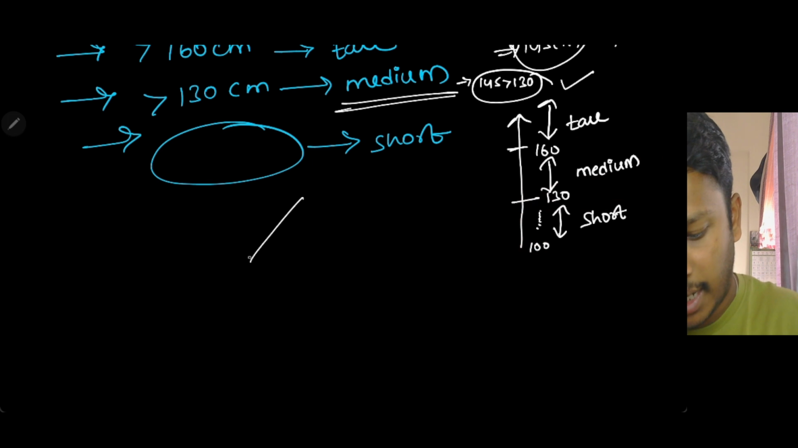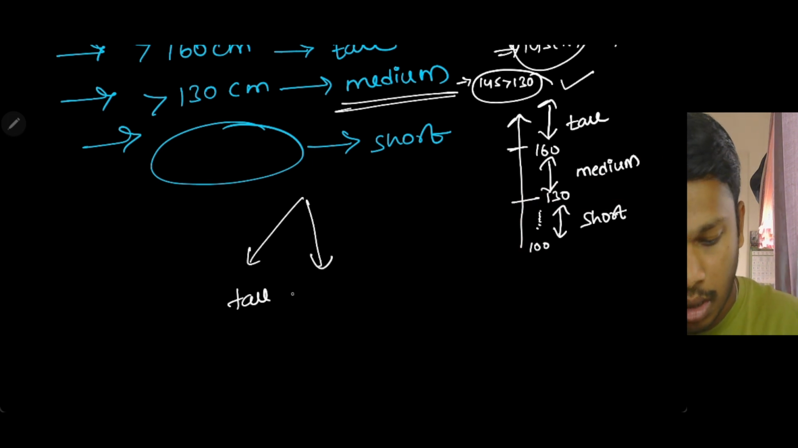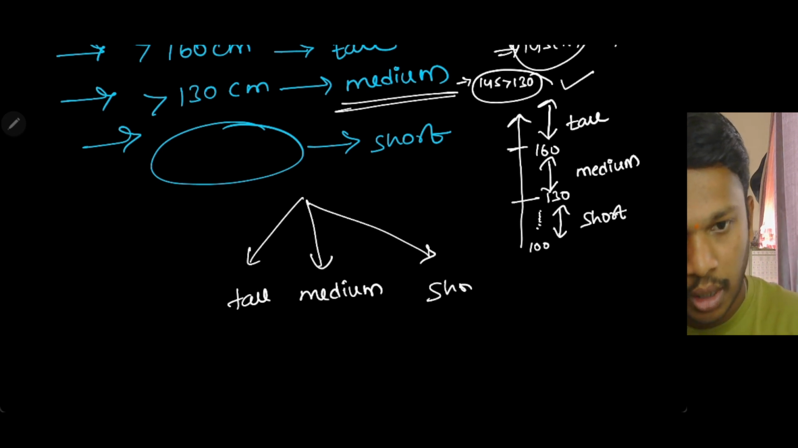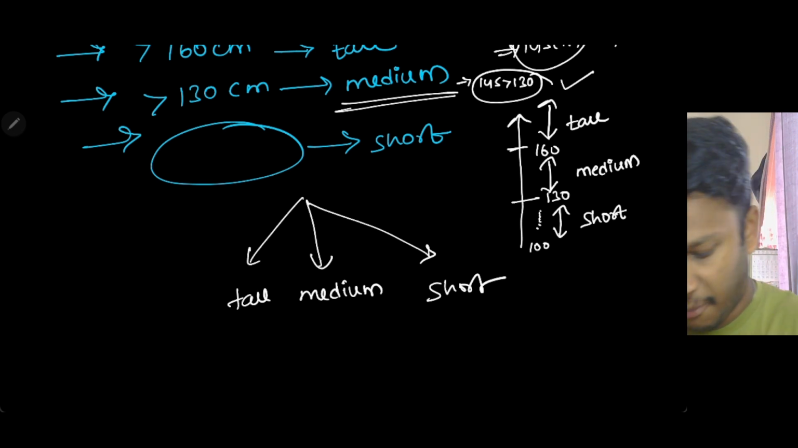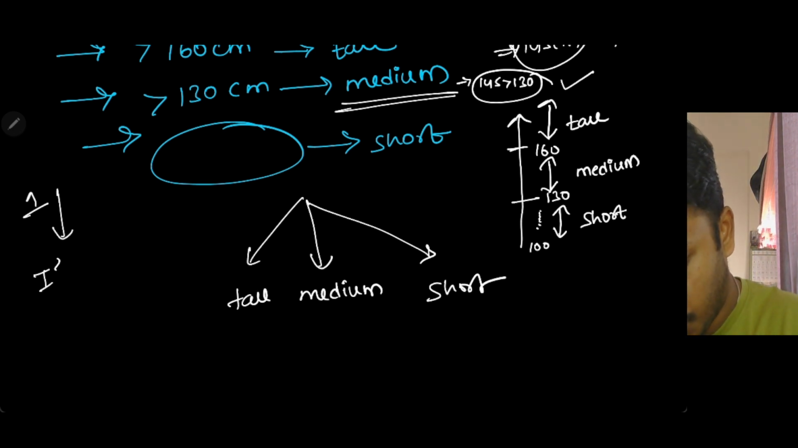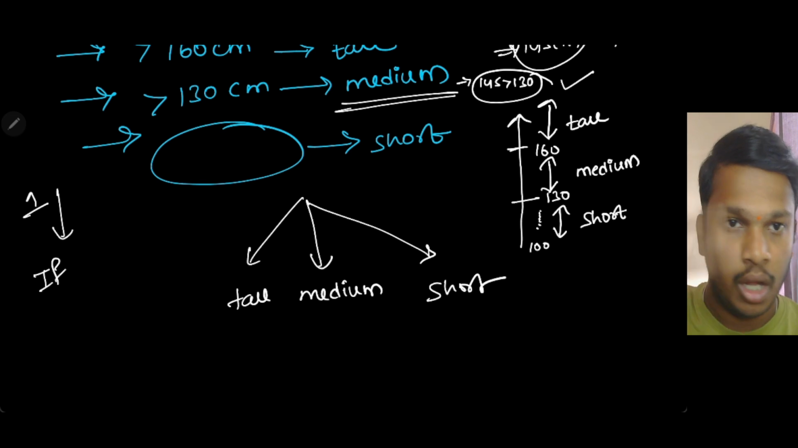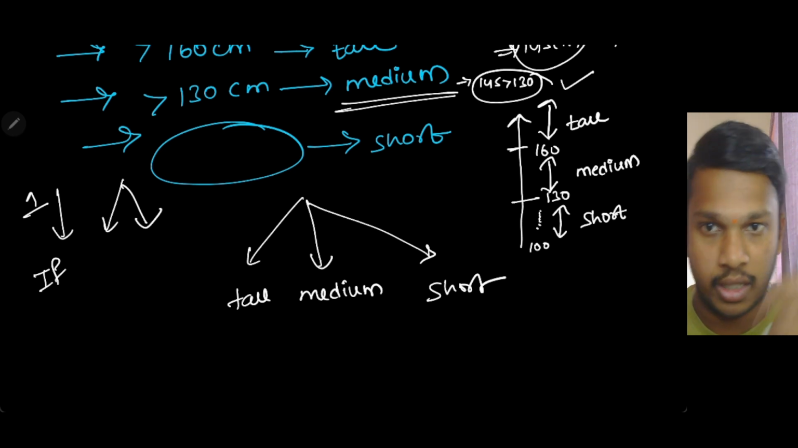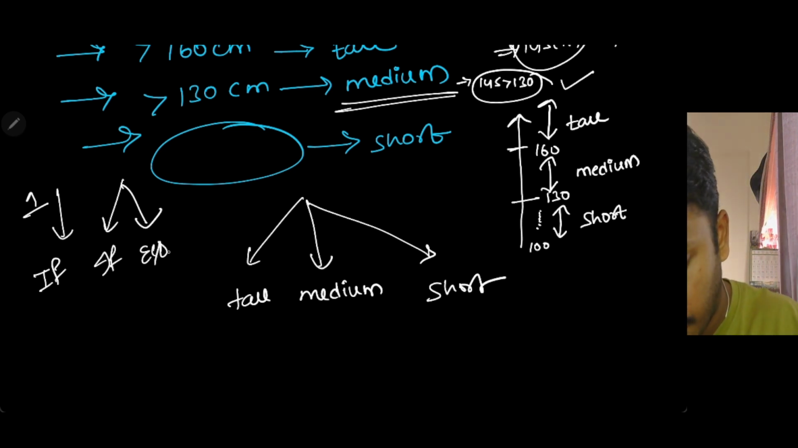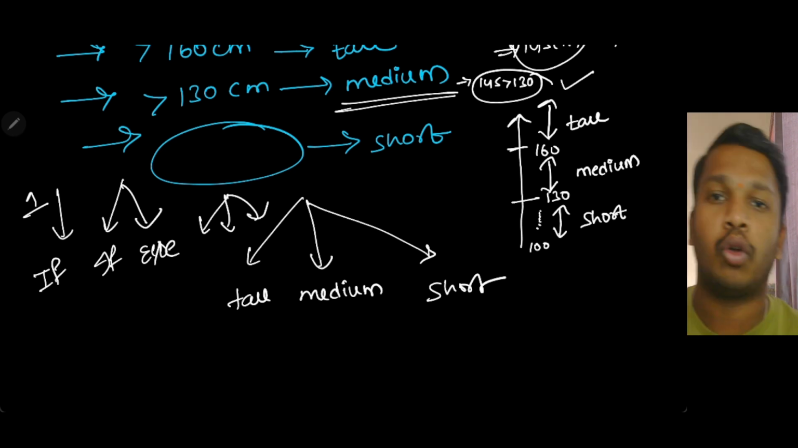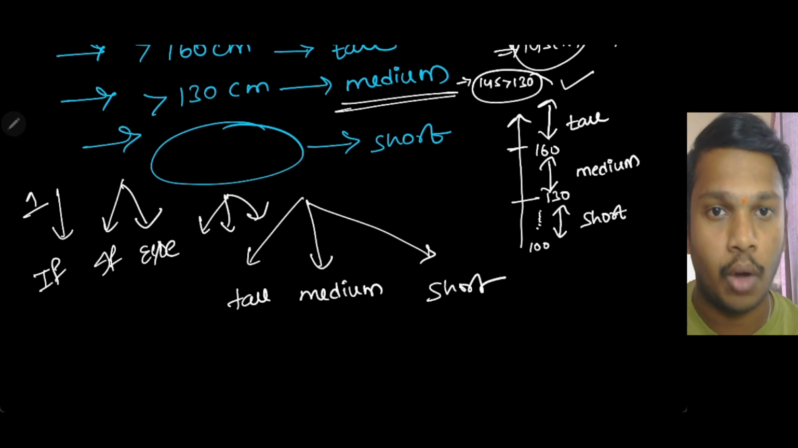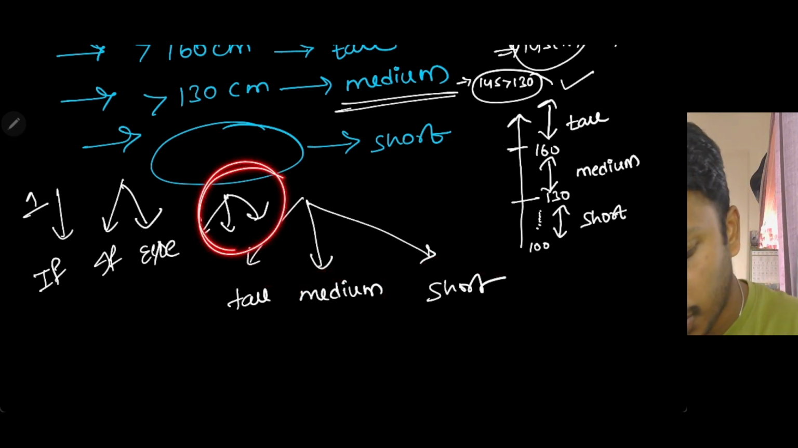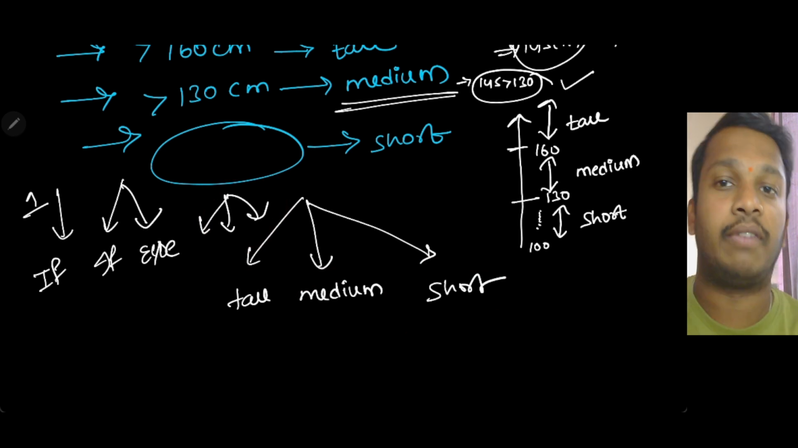Now, how many categories do we have? Tall, medium, short. Am I correct? Only three categories. If we have one category, we should use if. I already explained this in the conditional statement video; if you have any doubt, you can watch that. If we have two conditions, what should we use? If else. If it is more than two, then we should use else if. Here we have three, so we should use the else if ladder.